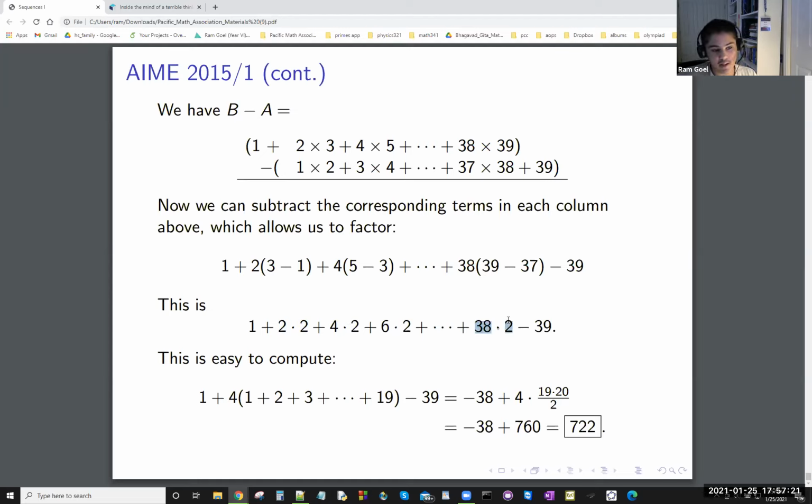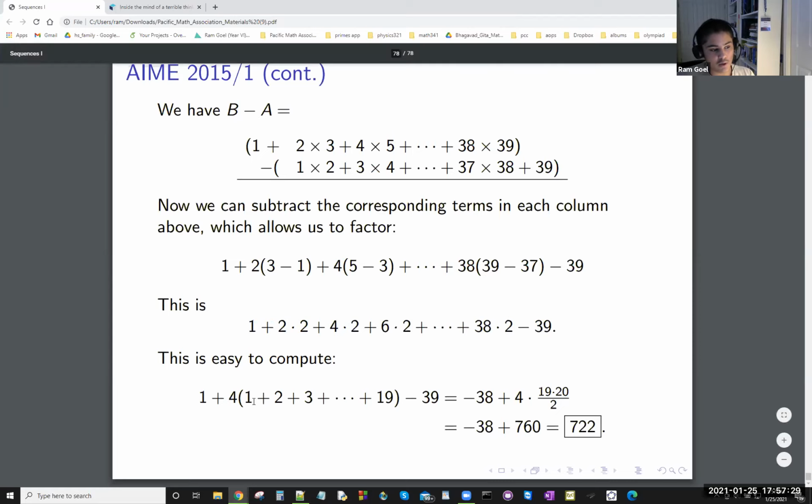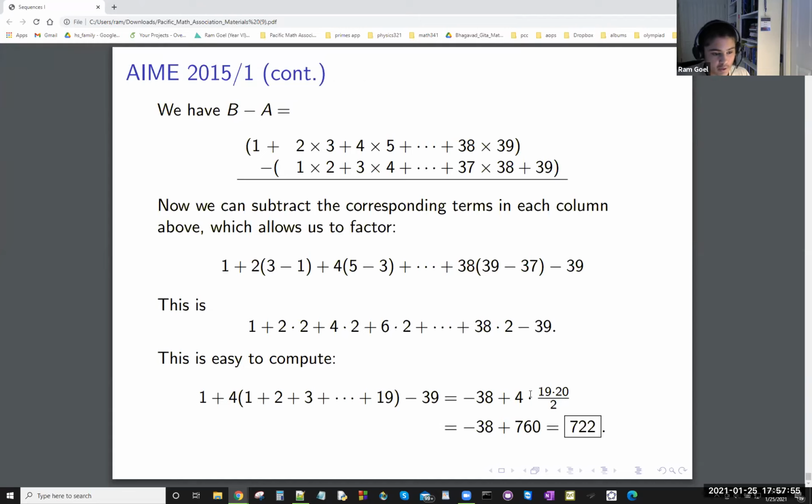And this is 38 times 2. So if you divide that by 4, that's 19. And then we have the plus 1 and minus 39. So it's 1 plus 4 times 1 plus 2 plus 3 all the way till 19 minus 39. And this is just an easy computation. We have 1 minus 39, which is negative 38. And then we add on 4 times 19 times 20 over 2. This is 19 times 20 over 2 because it's a very important formula that 1 plus 2 plus 3 all the way till n is n times n plus 1 over 2. And then finally computing this, the answer is 722.